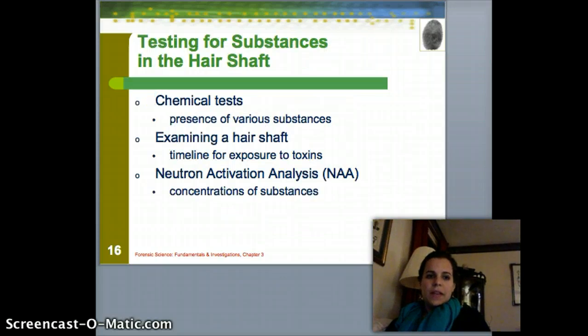Other tests you can do on the hair shaft include chemical tests, so you can look for different drugs that were in the hair. Yes, they can take your hair and do drug testing on it. You can also look for exposure to toxins, so if you think that the person has been poisoned over a certain period of time, you can look for those poisons in the hair shaft. And you might do something called neutron activation analysis, and so you would use that if you think that there's a chemical in the hair to determine what chemical is there and how much of it exists.